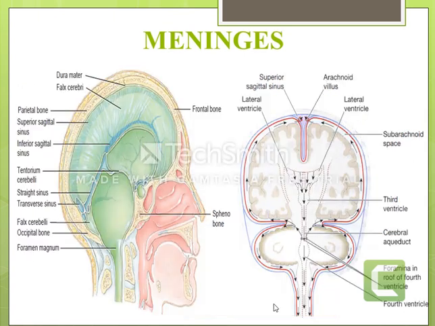So this is the picture. See this. This is the dura mater, the falx cerebri. This color denotes the falx cerebri, and this is the tentorium cerebelli. This is the tentorium cerebelli, and this is the sinus: the straight sinus, the transverse sinus.